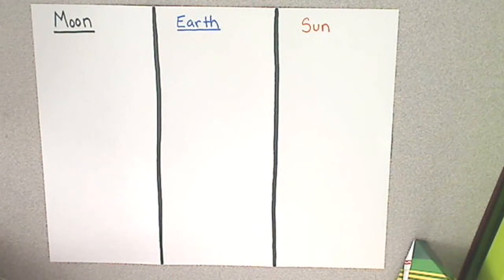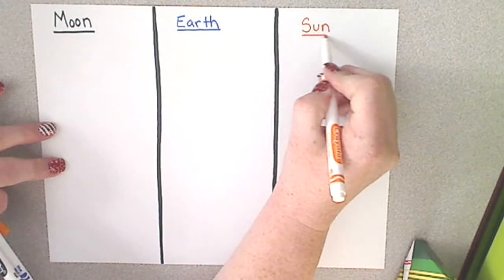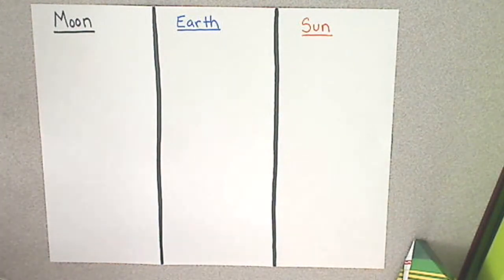So the focus of this lesson is going to be on the characteristics of the moon, the earth, and the sun. Now, there are some things that they are alike in. There are some things that they are different in. And we're going to be comparing them kind of piece by piece so that you get a good overview of all three of these pieces of our solar system.